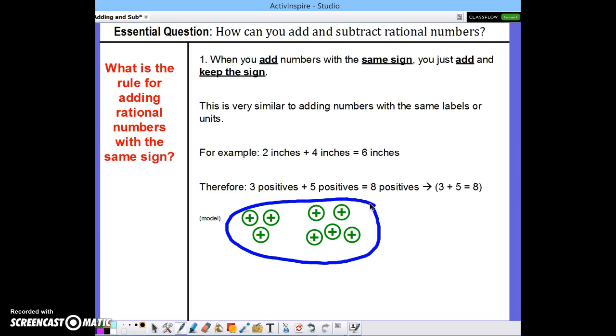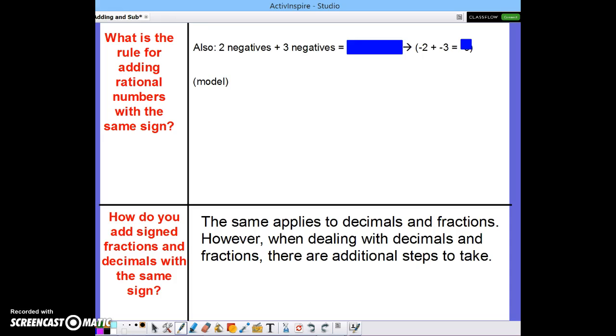Well, if this works for positives, it stands to reason that it will work for negatives. It says 2 negatives plus 3 negatives. Well, I'm adding things that are the same, so I'm just adding them together and I get 5 negatives. But when we look at it in the equation, -2 plus -3, it's very easy to get confused by the negatives and think that we're subtracting. Just remember the rule. When you're adding things that are the same, add them together and keep your sign.